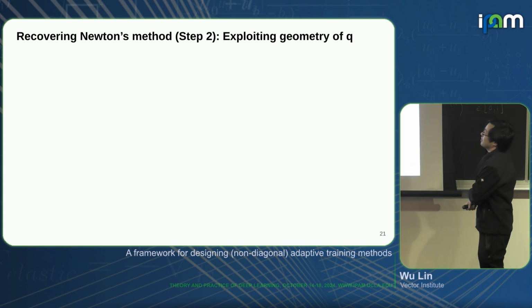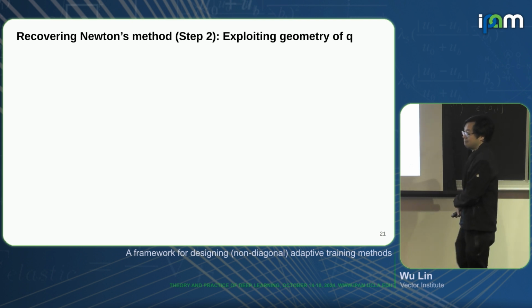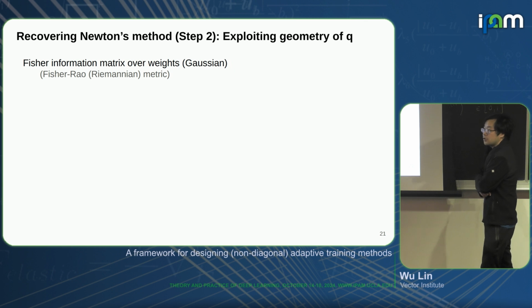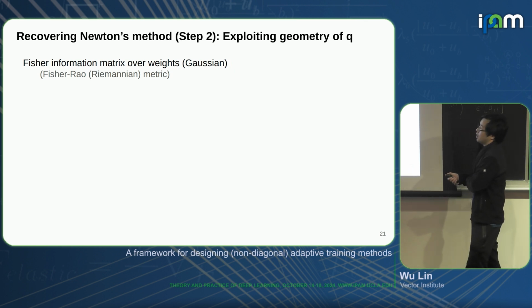Now the second step is to explore the geometry of the Gaussian. The key idea is to use the Fisher information matrix of the Gaussian, also known as the Fisher-Rao Riemannian metric.